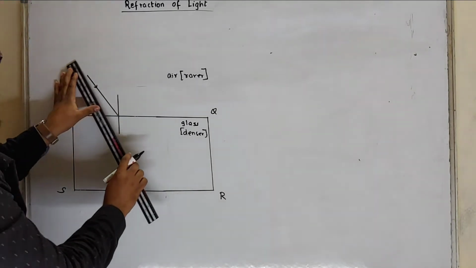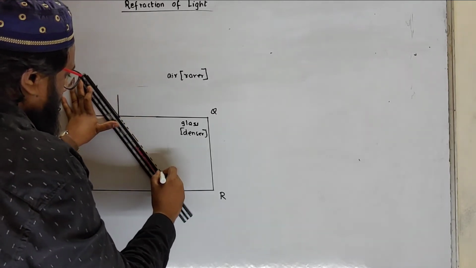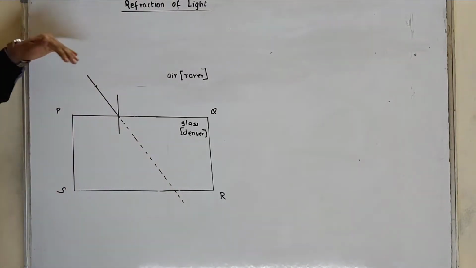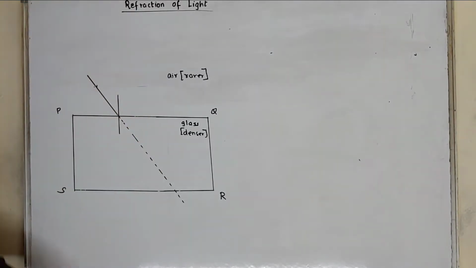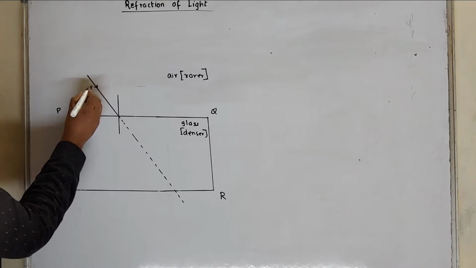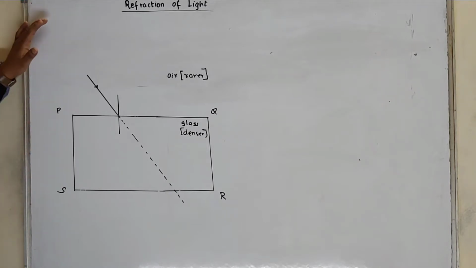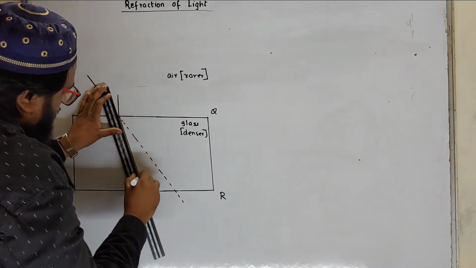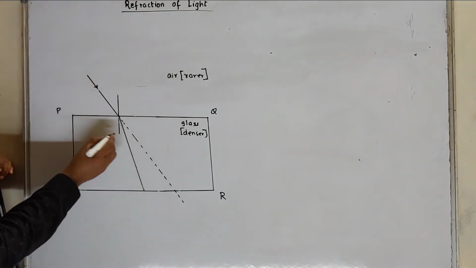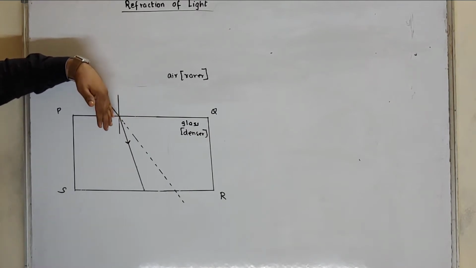Now if there was no glass, definitely it would have gone straight. But since this is air and this is the incident light, it enters glass. So what will happen? The incident ray has changed the medium. Refraction is a change in direction when the medium is changed. So it will change its direction. Instead of going straight, it bends towards the normal.